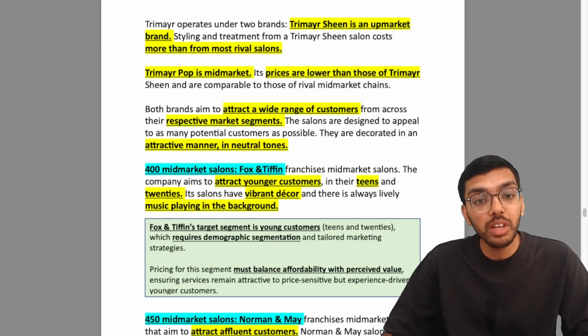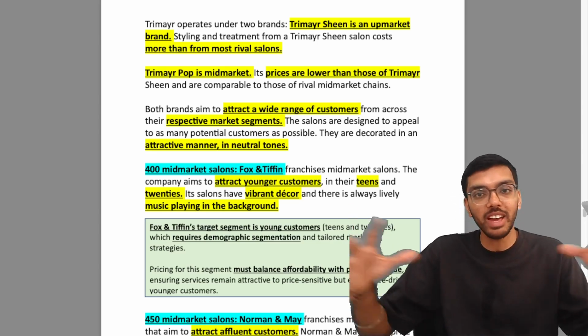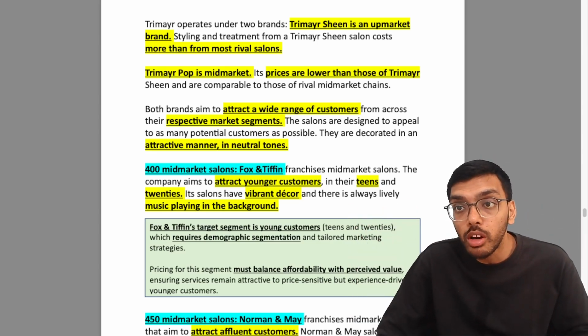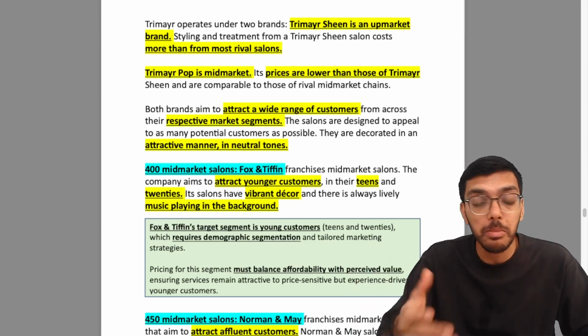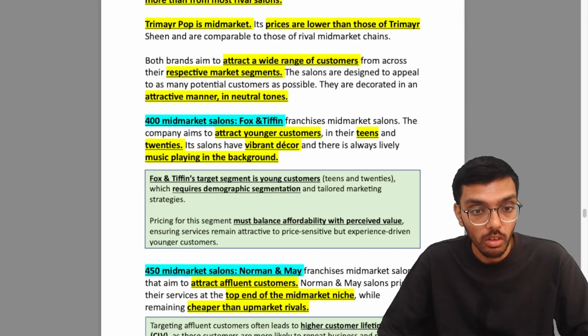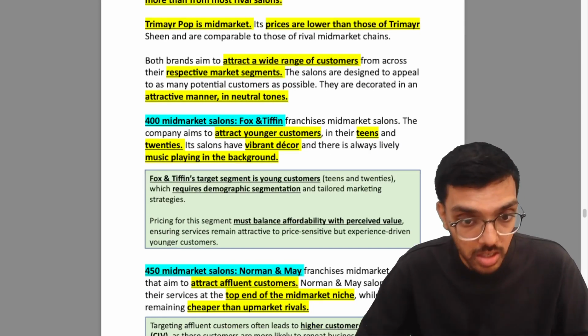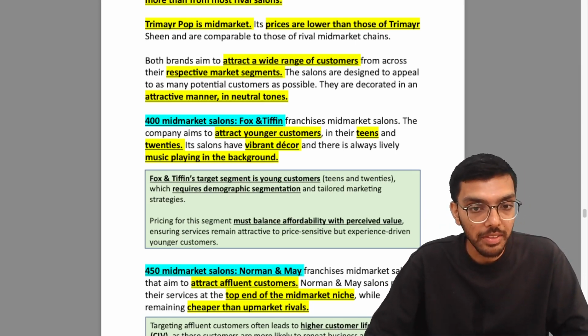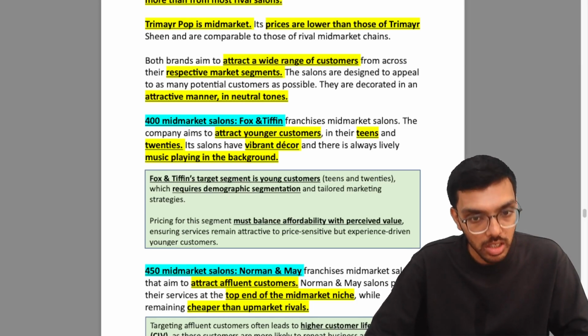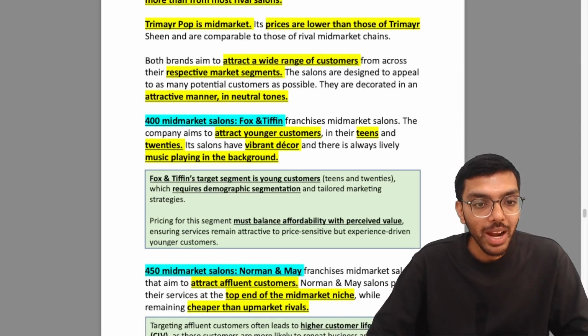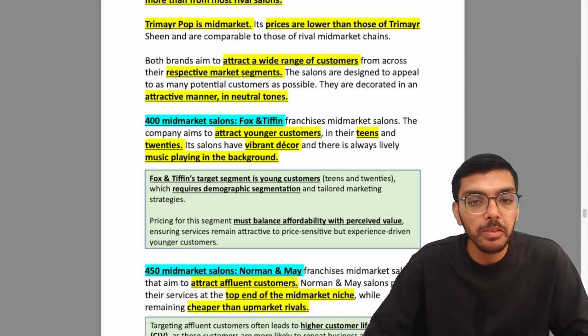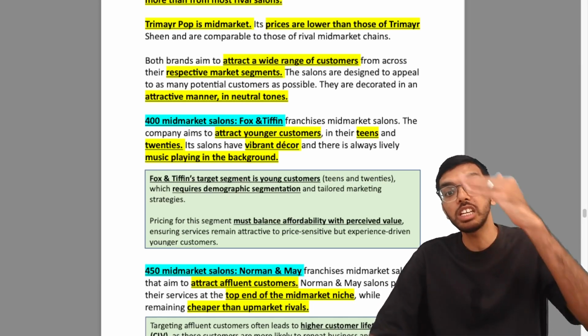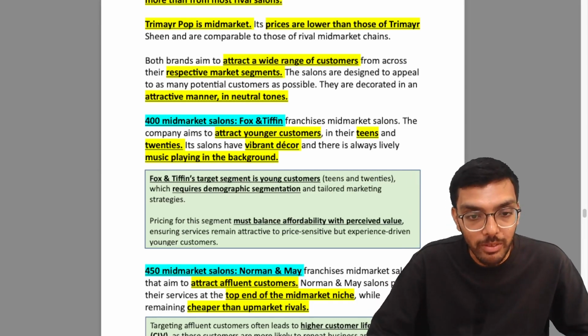Next, 450, again, mid-market seems to be very, very heavily competed for, because there are a lot of mid-market salon discussions and a lot of mid-market players also. So under the mid-market, second player is Norman & May, second competitor rather. They franchise mid-market salons that aim to attract affluent customers. They price their services at the top end of the mid-market niche while remaining cheaper than upmarket rivals.